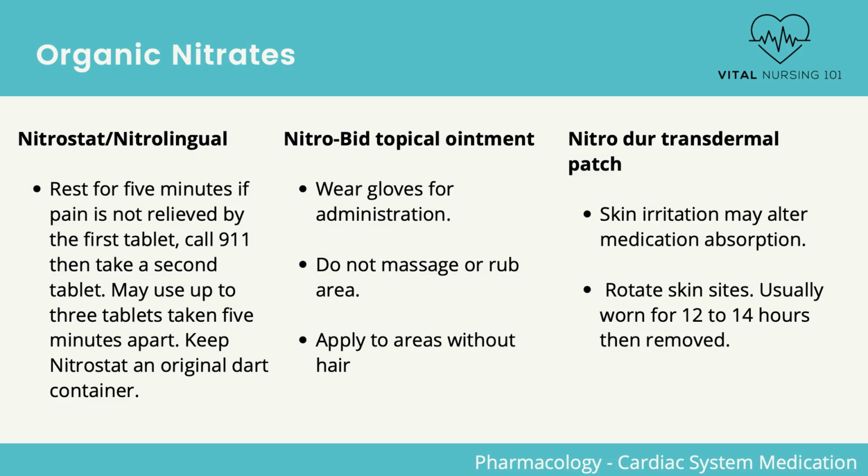Nitrobid. This is a topical ointment. Wear gloves for administration. Do not massage or rub the area. Apply to areas without hair, such as the chest, flank or upper arm, which is preferable. Cover the area where the patch is placed with a clear plastic wrap and tape in place. Gradually reduce the dose and frequency of application over 4 to 6 weeks.